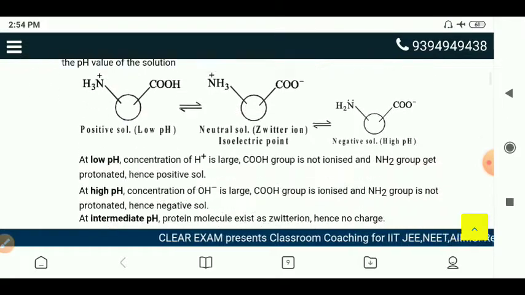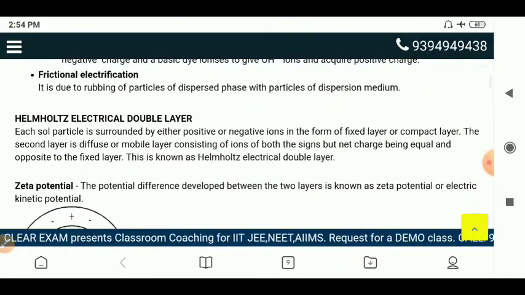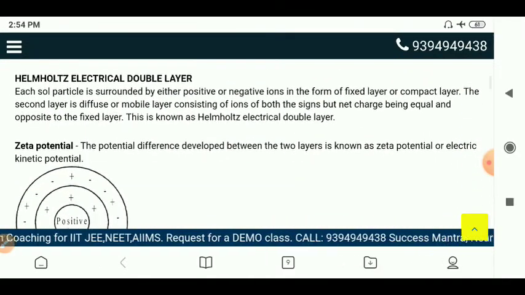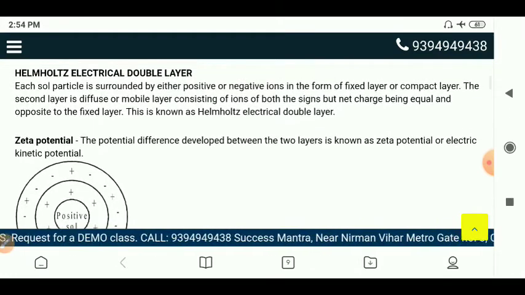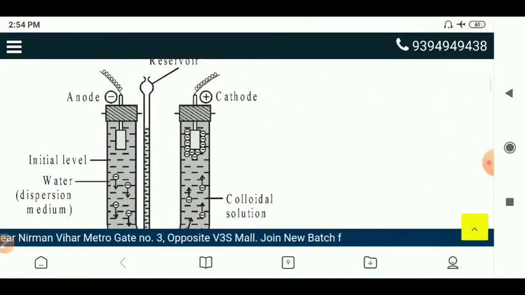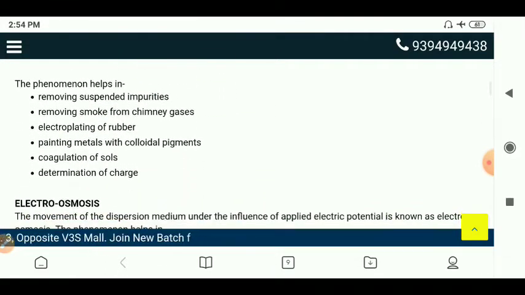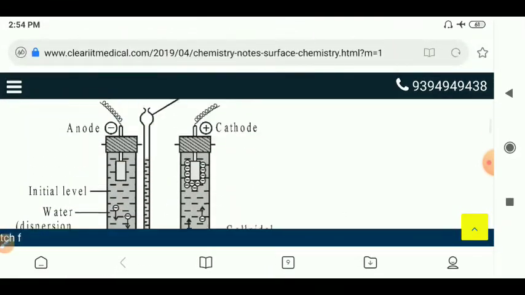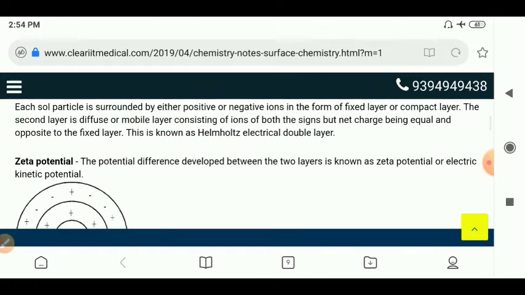Now we'll see what the proofs for that are. Based on the electrical property, there are 3 proofs. One is the Helmholtz electrical double layer. Second is electrophoresis or cataphoresis. Third one is electroosmosis.